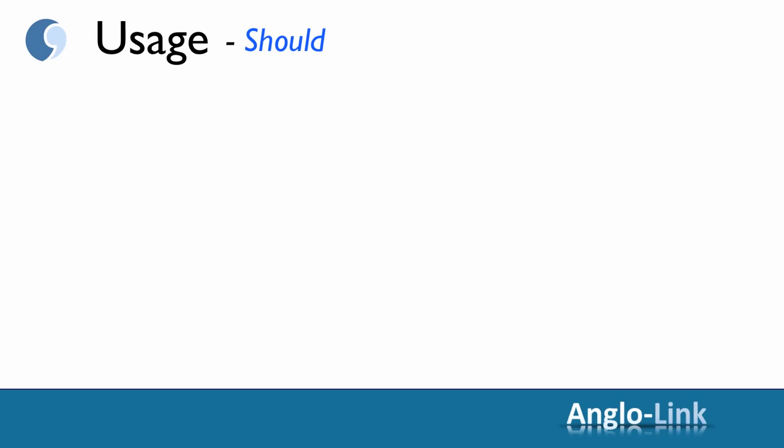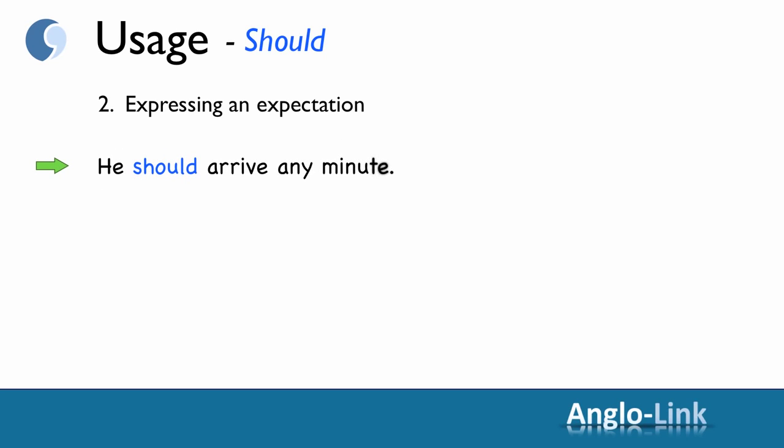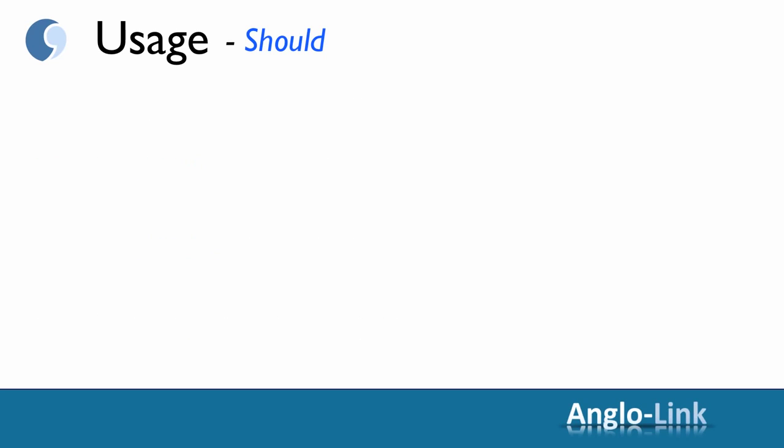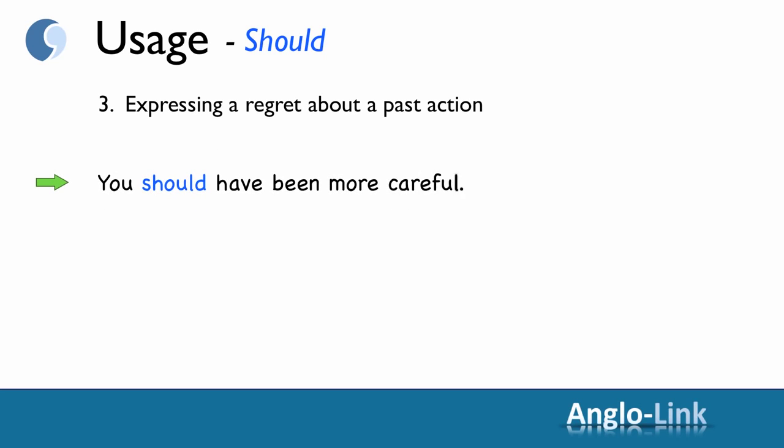The second usage of should is expressing an expectation. For example, he should arrive any minute. He shouldn't be long now. He should have arrived by now. And the third usage of should is expressing a regret about a past action. For example, you should have been more careful. I shouldn't have said that.